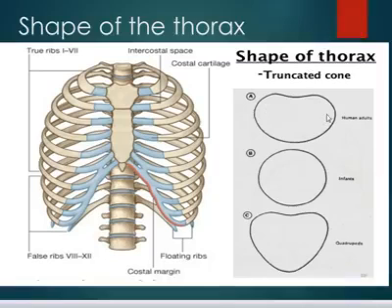Again, shape of thorax. In human adult, transverse diameter of thorax is greater as compared to anteroposterior diameter. In infants, anteroposterior diameter and transverse diameter are nearly equal. In quadrupeds, anteroposterior diameter is greater as compared to transverse diameter.